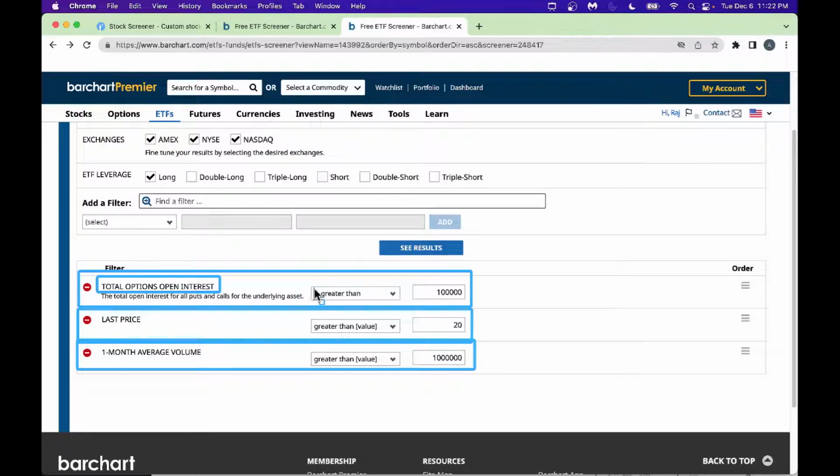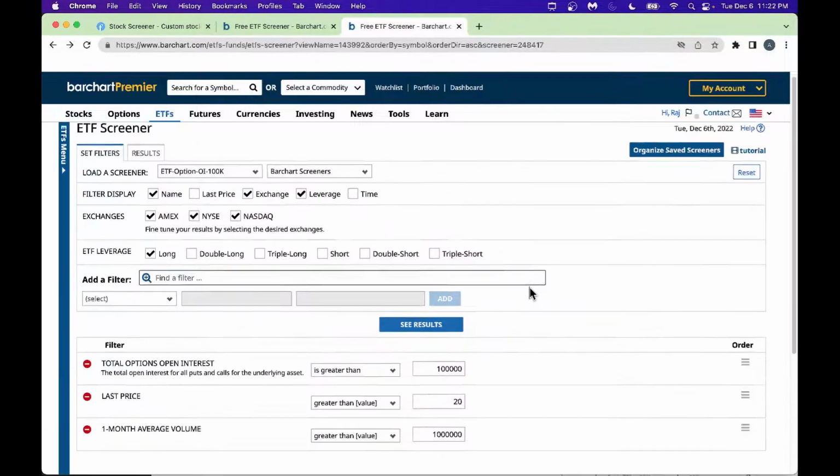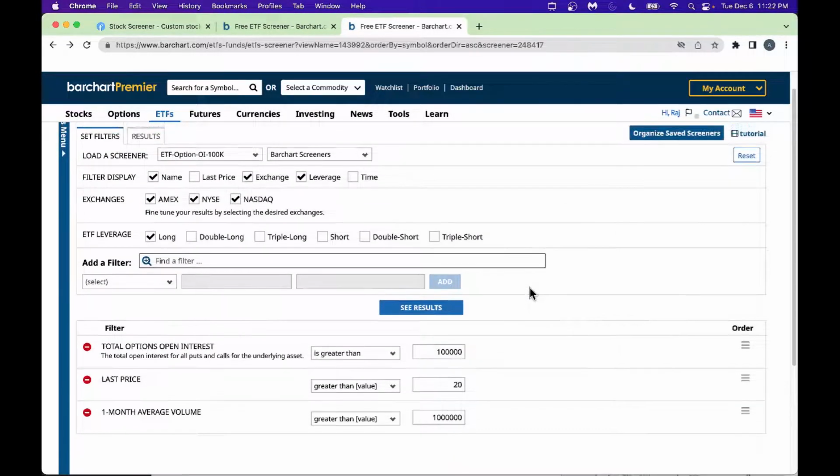You cannot have this filter in other trading platforms like Finviz or even TradingView for that matter. Barchart will give you an option scanner. Basically, we are looking at overall scanning at the underlying level. So with that, let's jump in and get started.